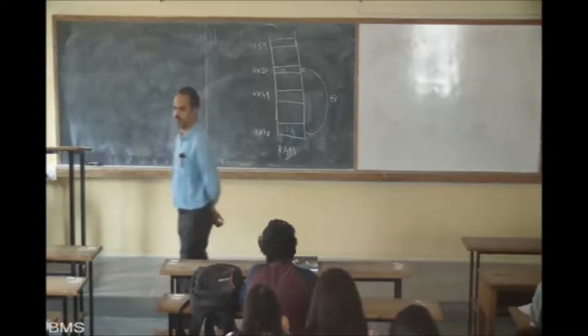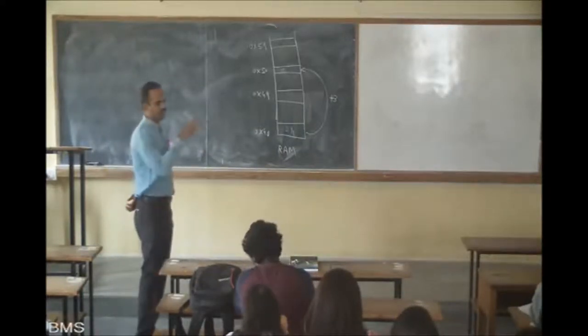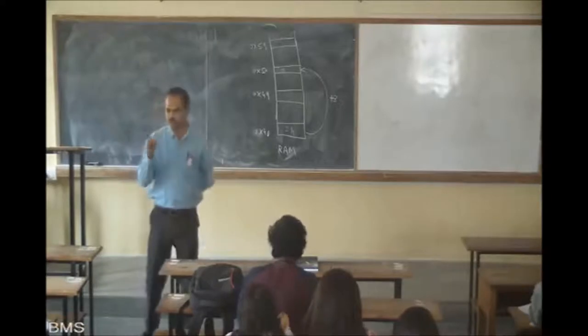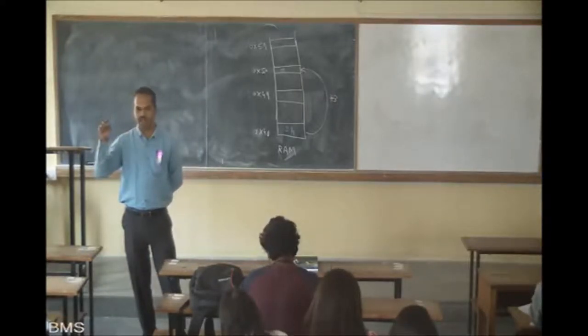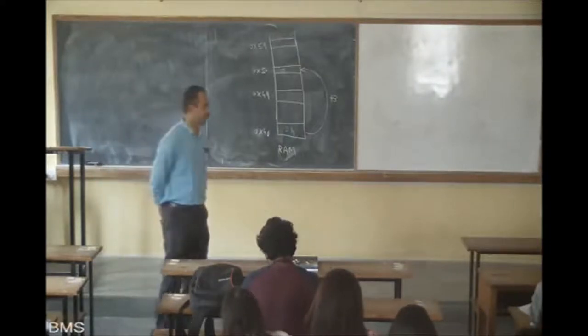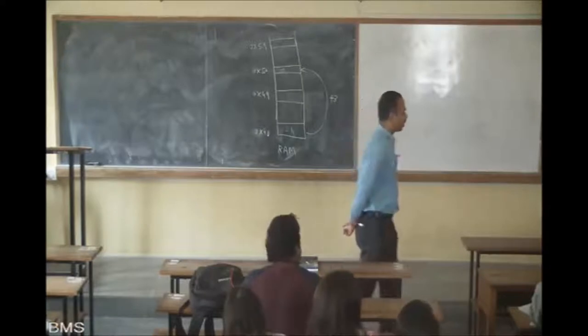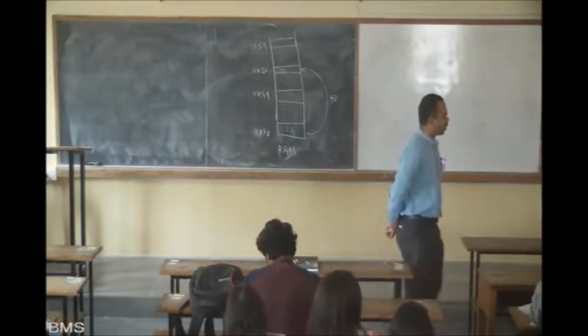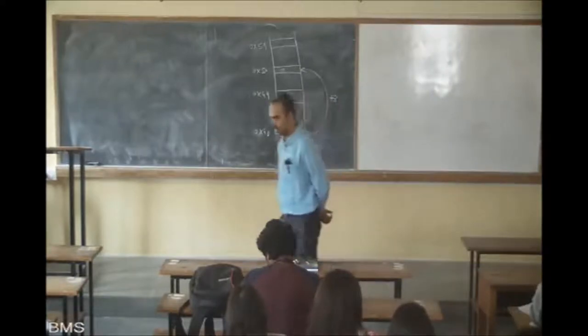Add A comma #3. That means content of A is added with 3 now. That is 24 plus 3 is 27. A holds a value 27. So comment line is A equal to A plus 3. A equal to A plus 3. A equal to A plus 3. Done. Next, what is the statement?